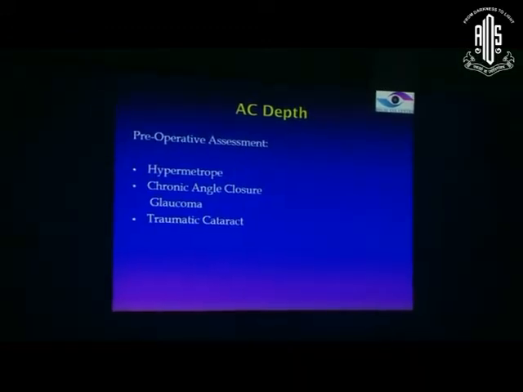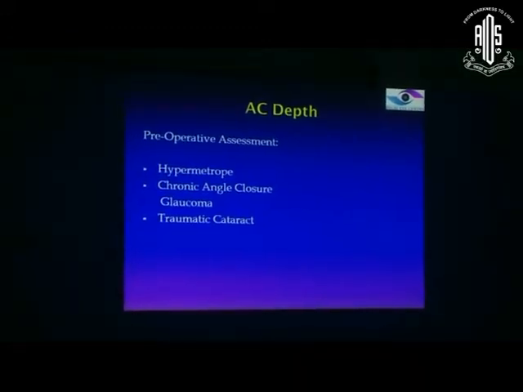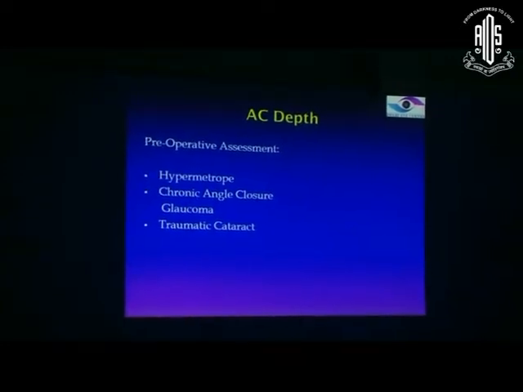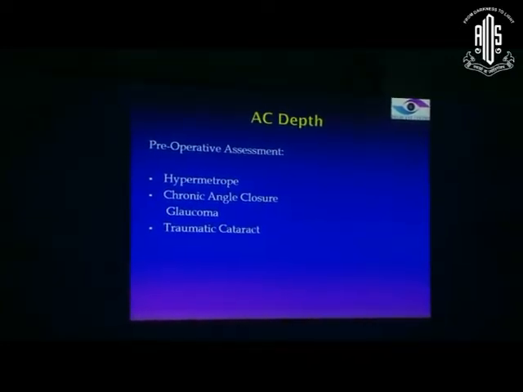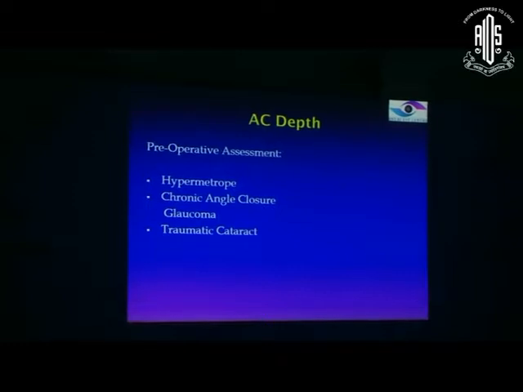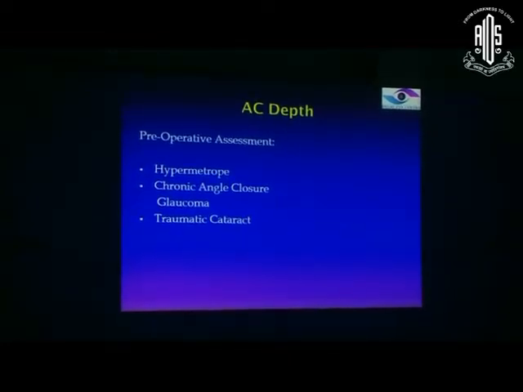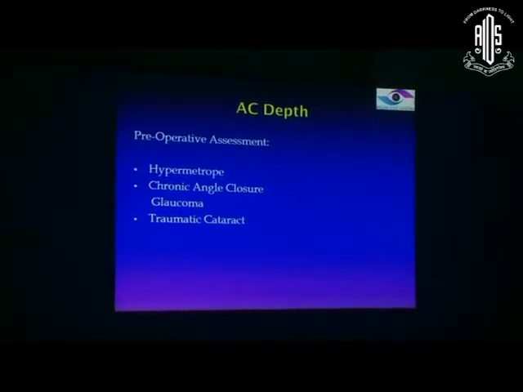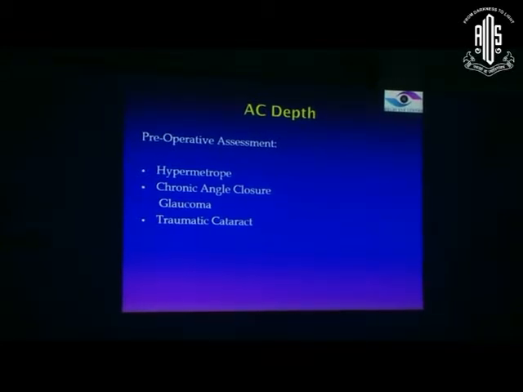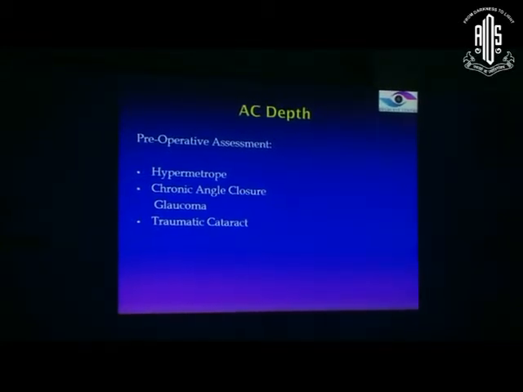Another important thing to keep in mind is how is the anterior chamber depth preoperatively, whether the patient is a hypermetrope and whether is a patient of chronic angle closure glaucoma, or if it's a traumatic cataract. In cases of traumatic cataract, there might be an intumescent lens and the anterior chamber might be very shallow, gives us lesser space to work in.